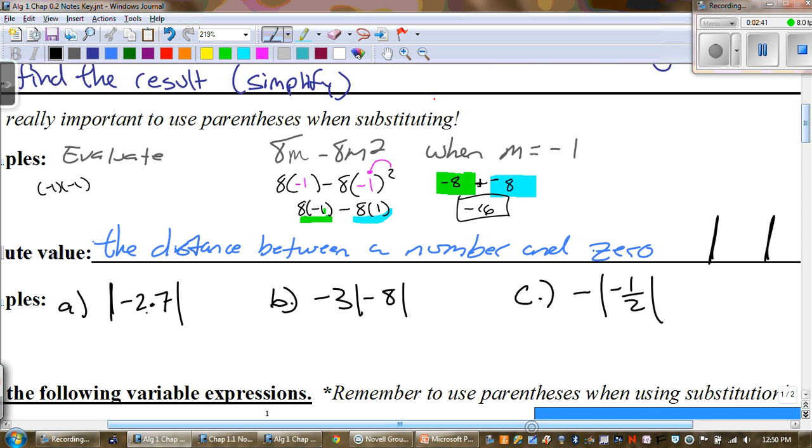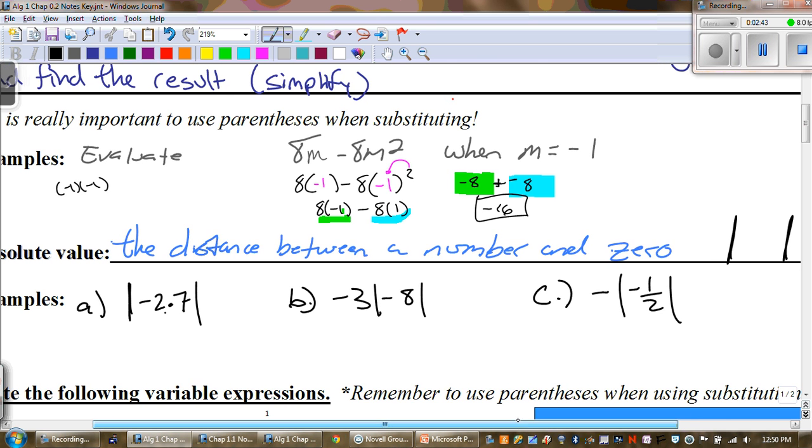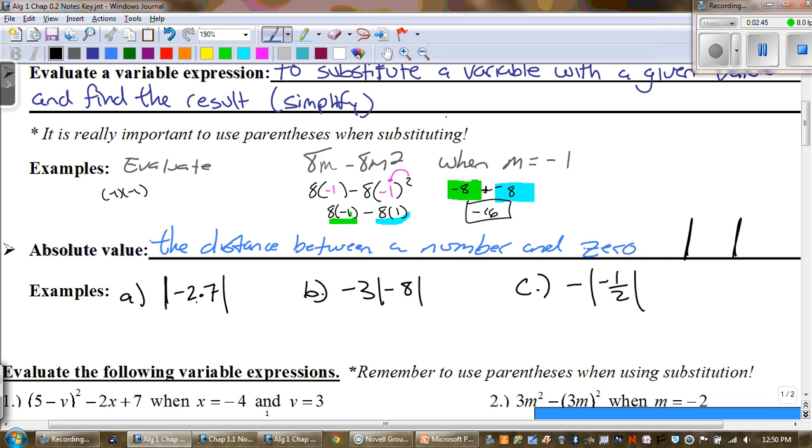Let's move down. Now it says the absolute value. Let me back up a little bit. Absolute value. Absolute value is the distance a number is from 0. Okay? And the thing about distance is it's always positive.